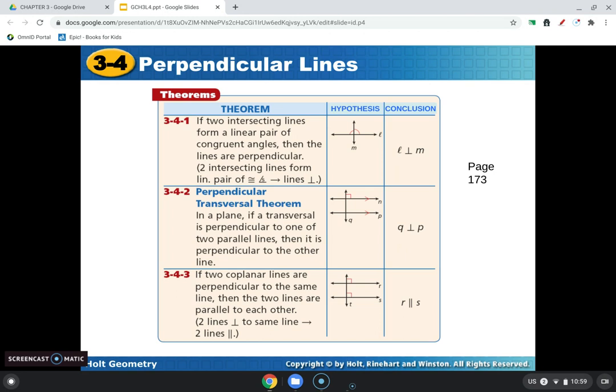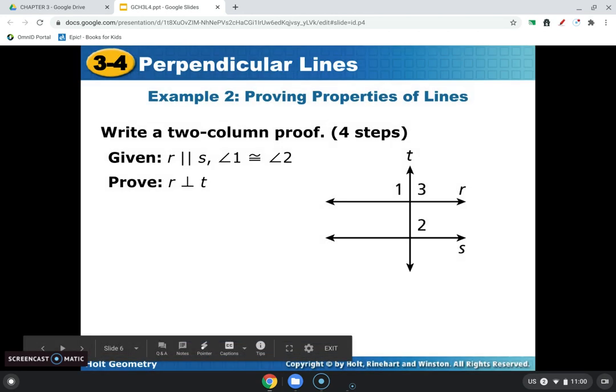All right. 343. If 2 coplanar lines are perpendicular to the same line, then the 2 lines are parallel to each other. So this is kind of like the converse of corresponding angles. If you can show that those 2 are both 90, then R and S would have to be parallel. So the first 2 prove perpendicular. The final one proves parallel.